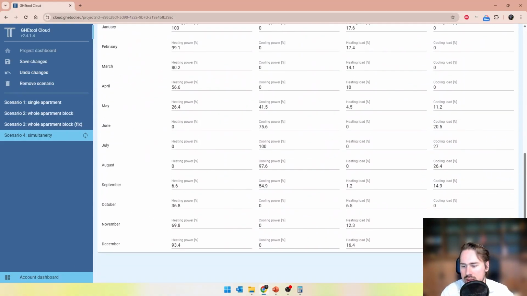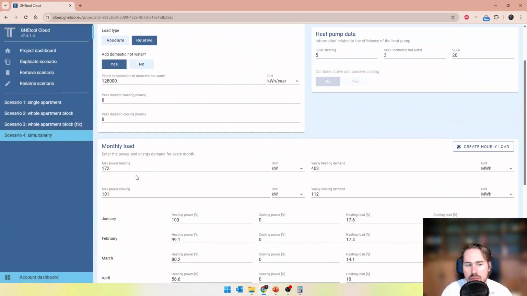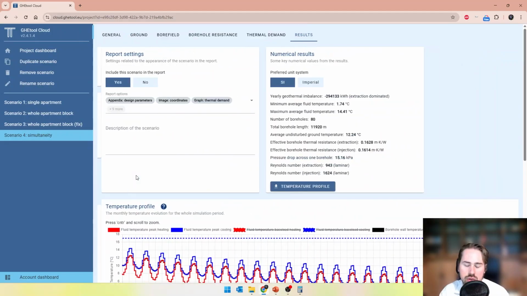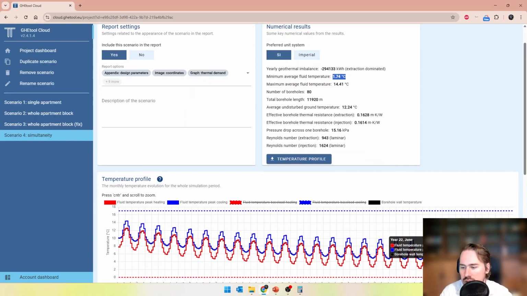Let's go ahead and simulate this now. We said, okay, we had 63% simultaneity, we lowered our peak powers, and now you can see that with the 150 meters, we are way above our temperature threshold. So now we have oversized our borefield. Of course, instead of 272 kilowatts of heating, we only have 172, so we do not reach the limit here.